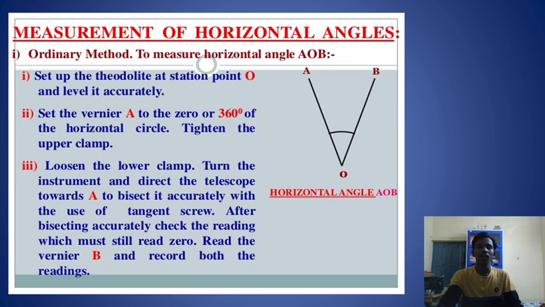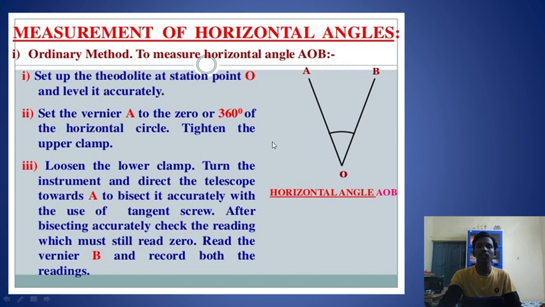unclamp the upper clamp screw and set vernier A to 0 degrees accurately using the upper tangent screw. Now after setting vernier A to 0 degrees, loosen the lower clamp screw and direct the telescope towards object A and bisect object A accurately using the lower tangent screw. Make sure that the vernier A reading is still 0 degrees. Now loosen the upper clamp screw and direct the telescope towards object B and bisect object B accurately using the upper tangent screw.